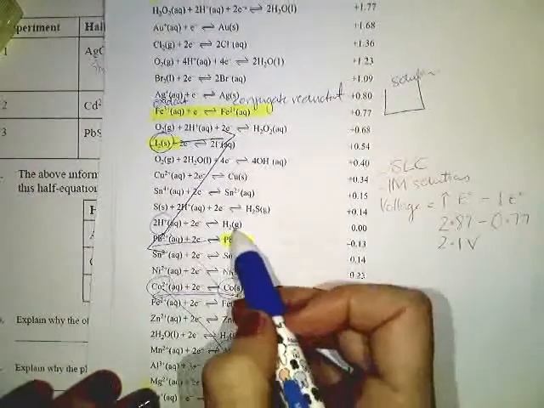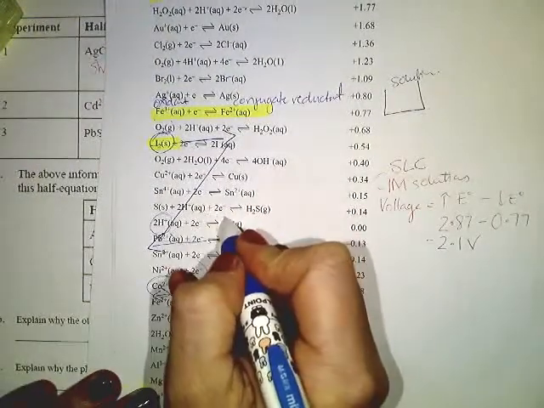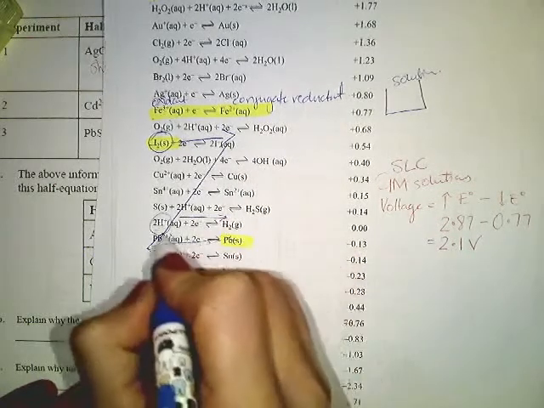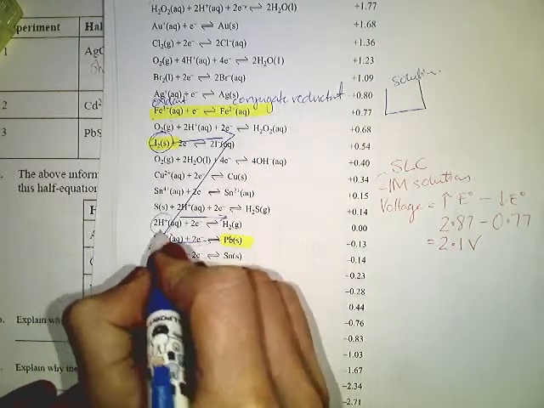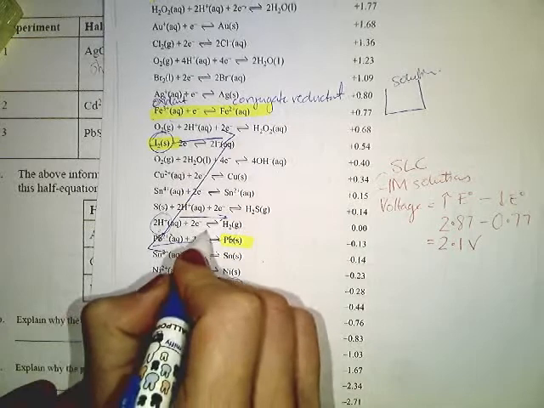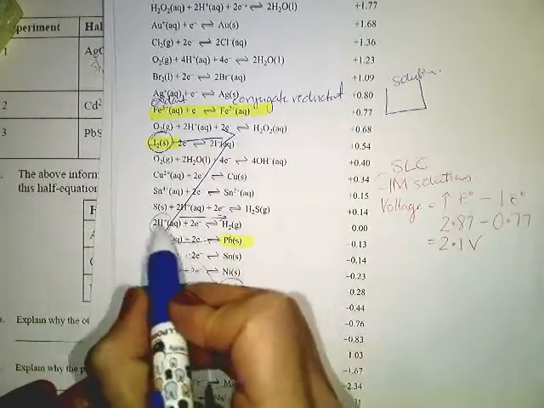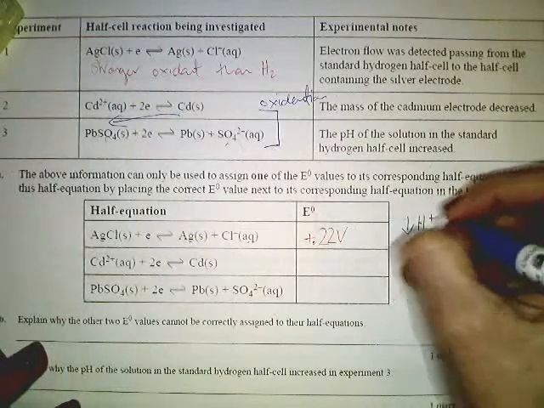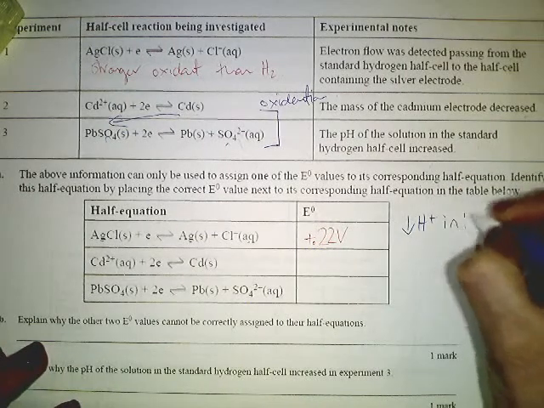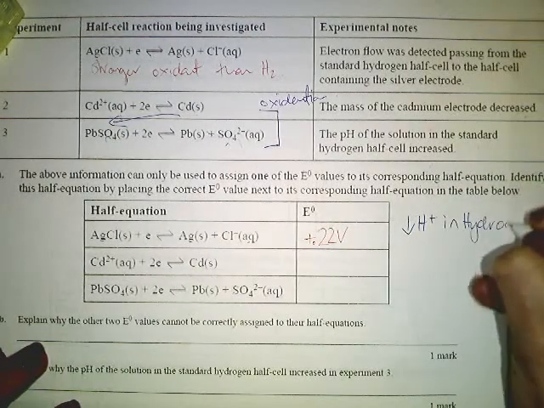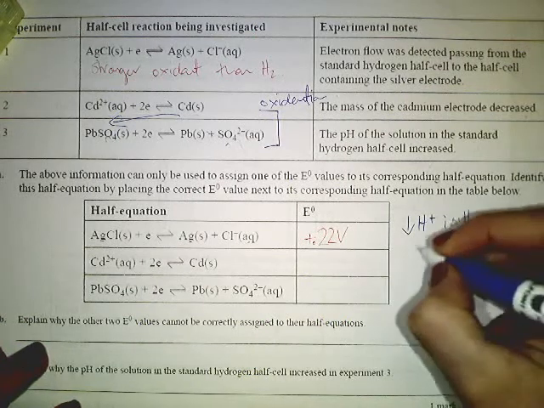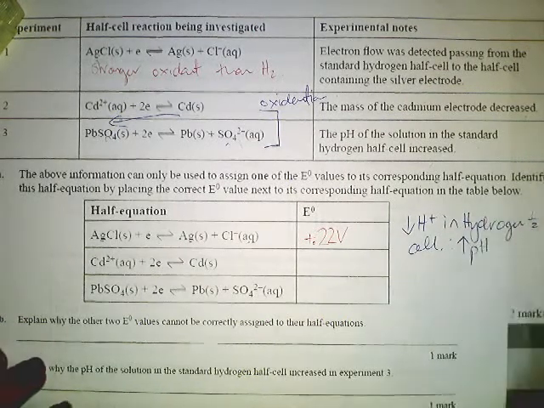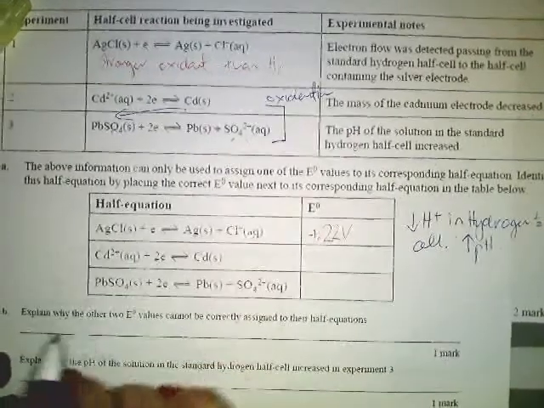But if you have a look here, this one would be undergoing that way. Because it would be higher, a stronger oxidant, it is more likely to be reduced. So therefore, we decrease H+ in the hydrogen half cell. Therefore, increase pH. So let's have a look at the answers.